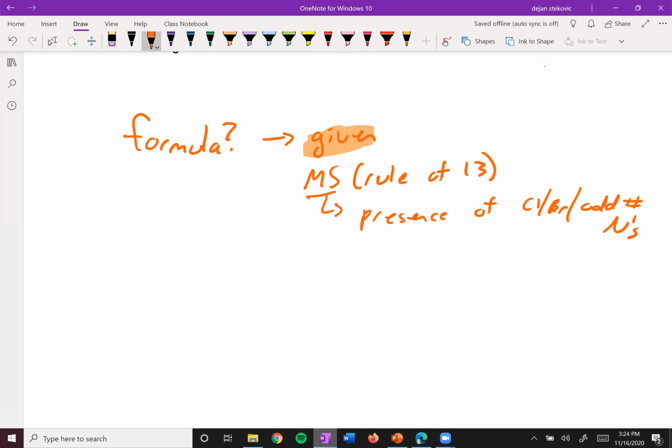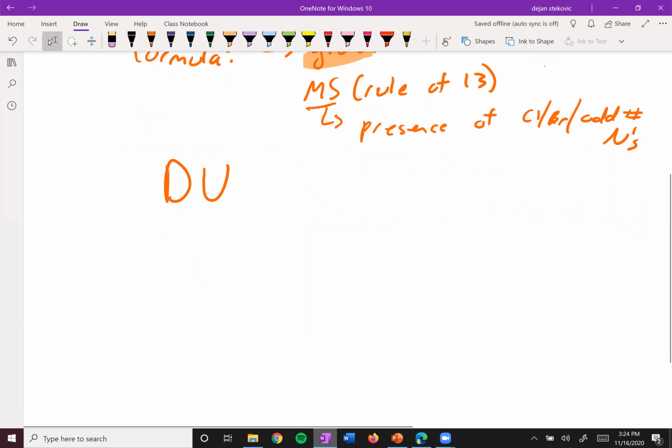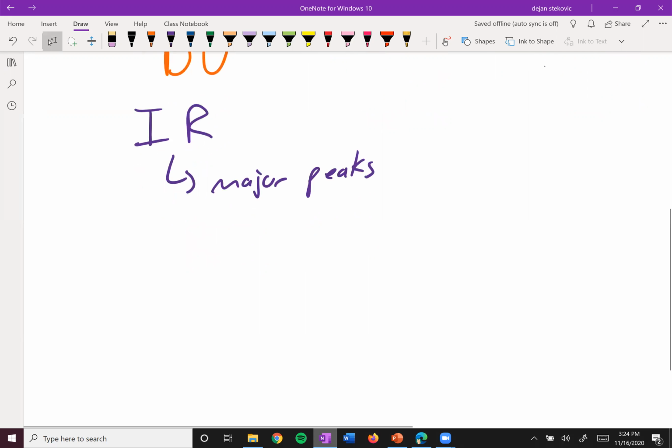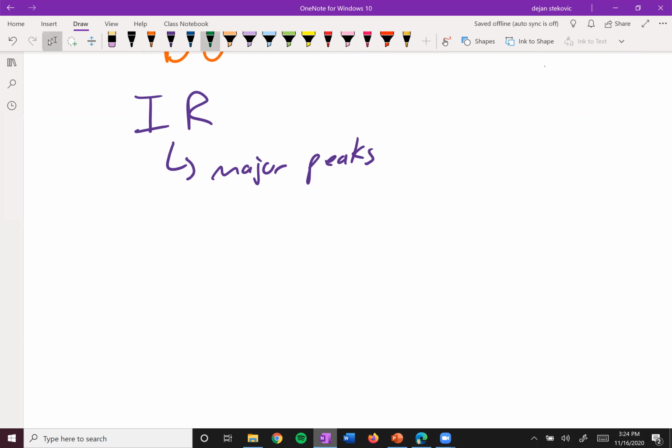Once you have the formula, the number one thing you want to do is figure out your degrees of unsaturation, right? How many degrees do you have? That's something that'll be very useful. After that, are you given an IR? If so, you need to take a look at your IR and identify any major peaks, right? This can help out a lot. Is there a carbonyl? Is there an alcohol? Is there a carboxylic acid? That kind of thing.